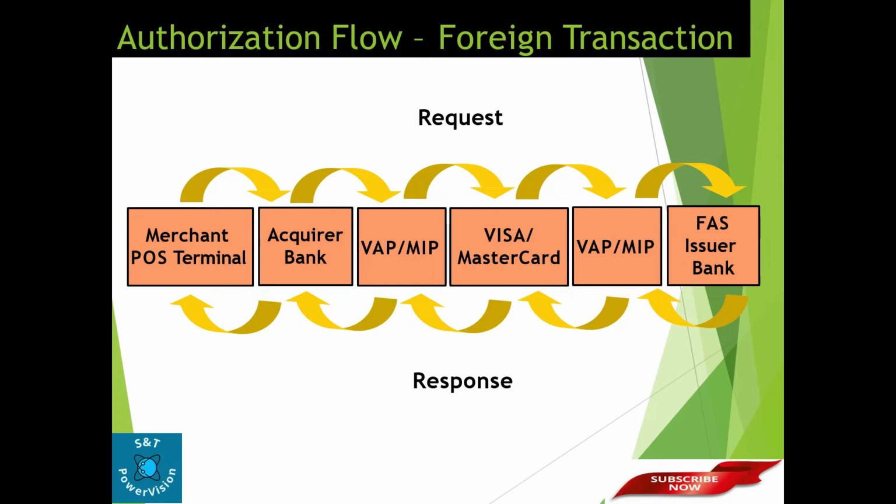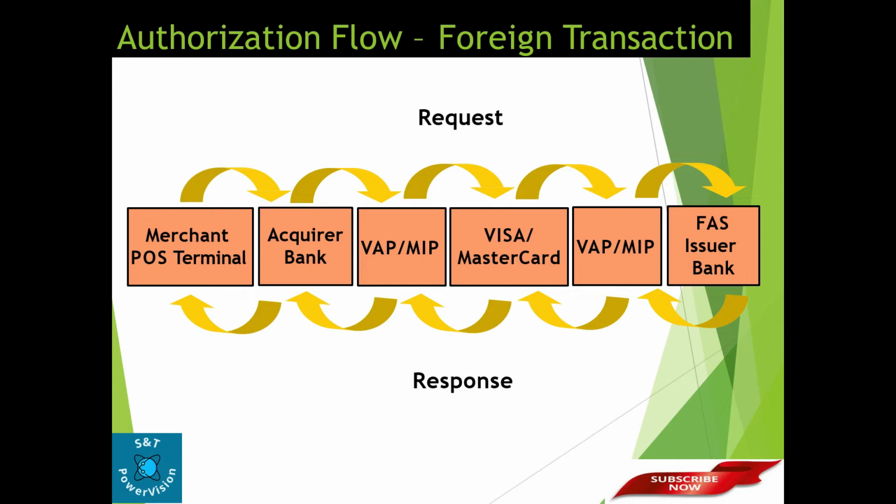After the WAP MIP, based on the information provided, it is sent to Visa Mastercard, and Visa Mastercard via WAP MIP sends it to the FAS issuer bank. Now the FAS issuer bank checks the request, meaning it validates the card number and amount. It also checks whether the card has any block code and that the customer should not be delinquent. All that information is checked.